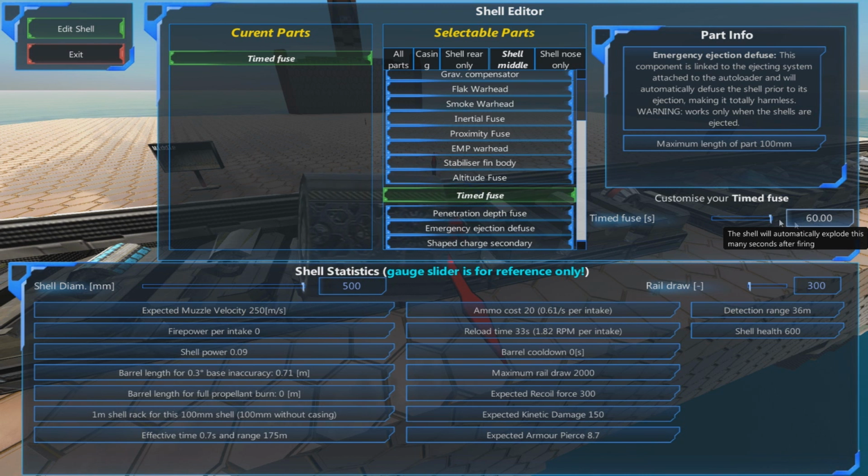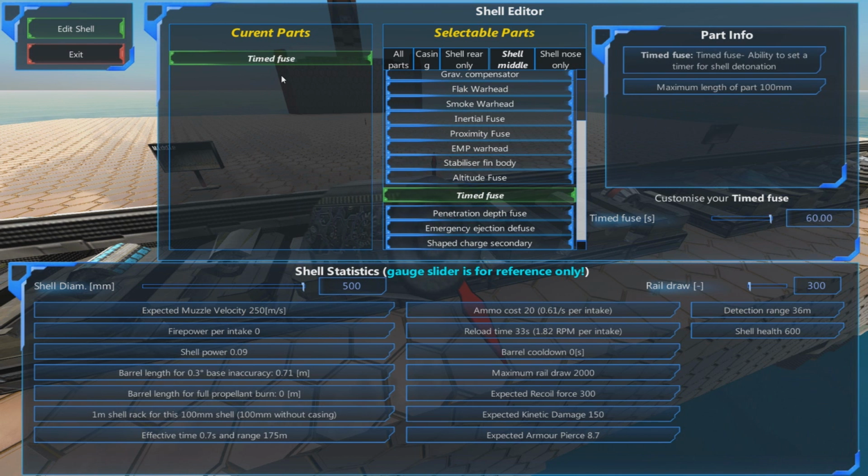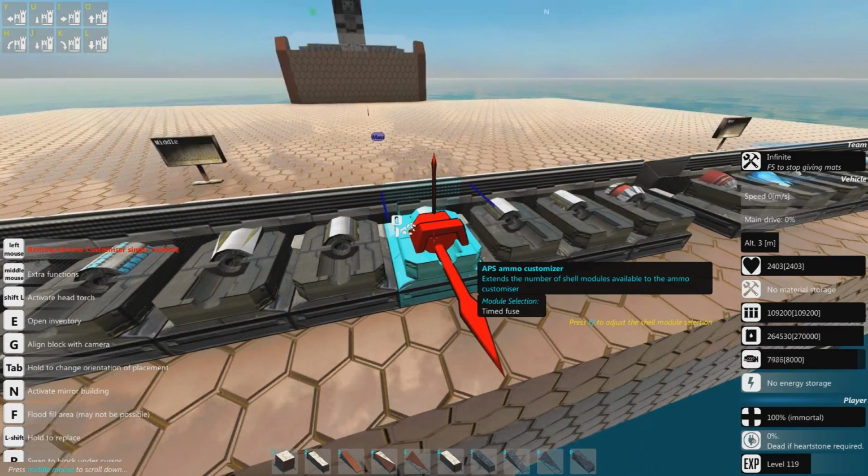So, very useful for anti-air, but also useful for shells that have a massive blast radius. So, we're talking very big, high explosive shells, which happen to have a blast radius that can clip bits off something, even if they explode only near it. So yeah, time fuse, quite helpful for that.